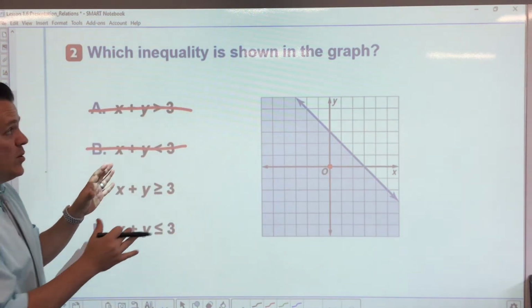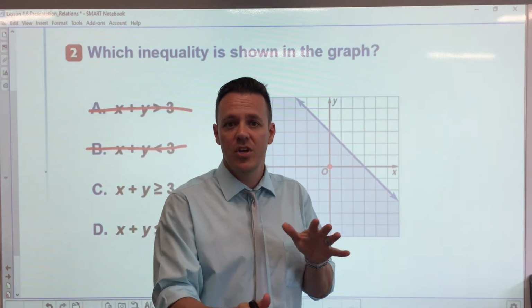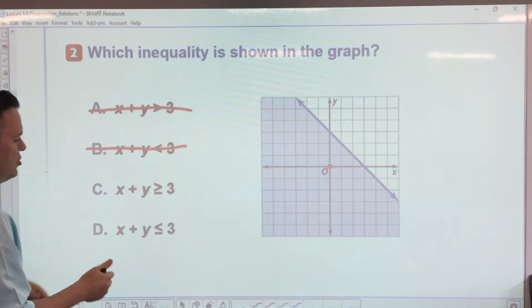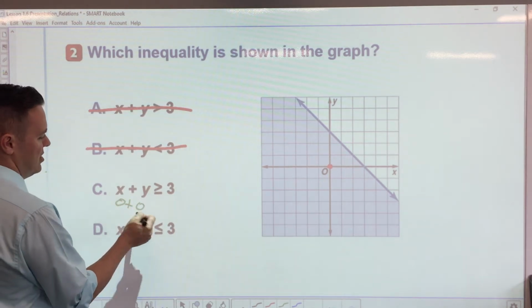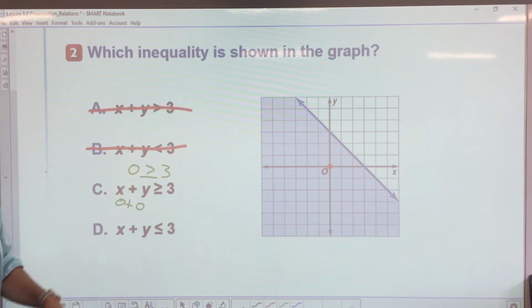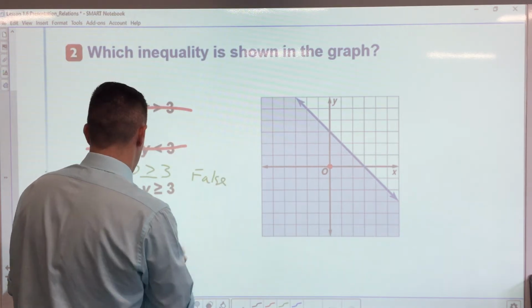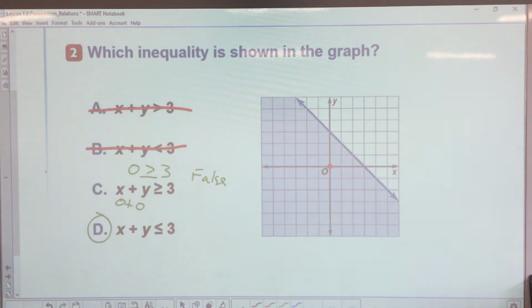We won't actually be covering this type of material until later in the year, but it's good for you guys to see it now. So what's 0 plus 0? It's 0, of course. So the question is, is this a true or false statement? Is 0 greater than or equal to 3? The answer is what? This is false. That has to be the answer.